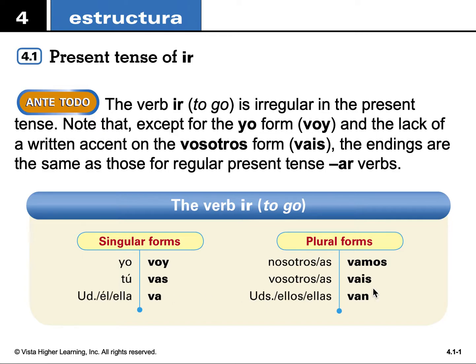Voy, vas, va, vamos, vais, van. Also notice in the pronunciation, as I say this word, it's not a real heavy v sound. It's more of a soft B as in boy sound, but that's not real intense either. You're still also going to let more air pass through as you're saying the beginning of those words. So it's not boy, but it's voy, voy, voy, vas, va, vamos, van.